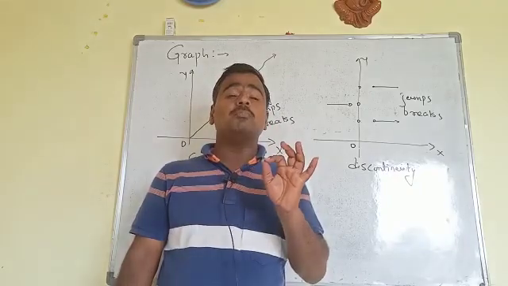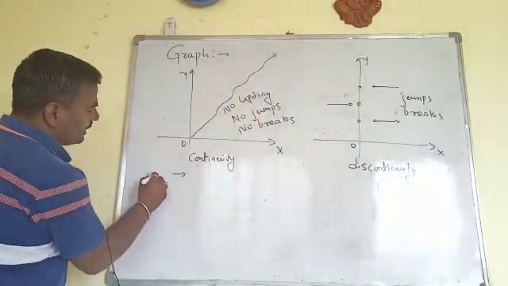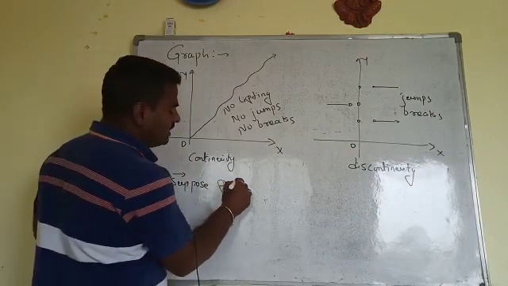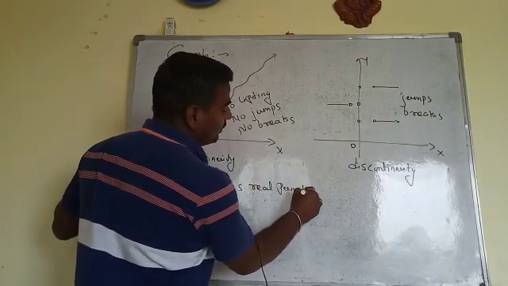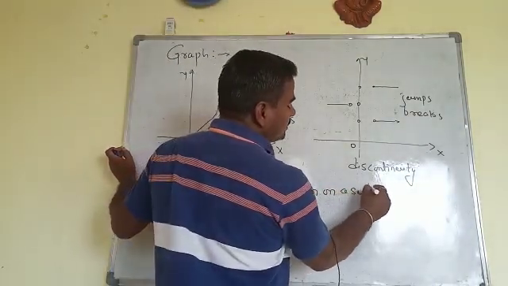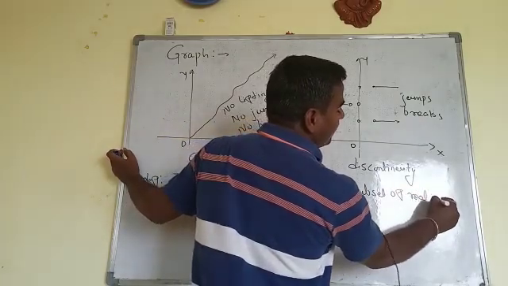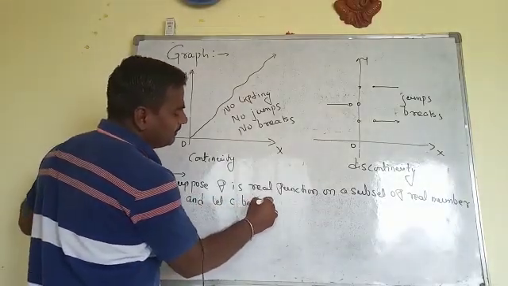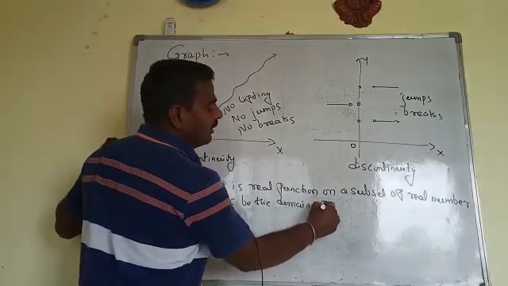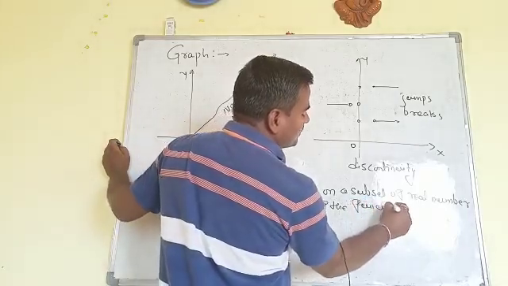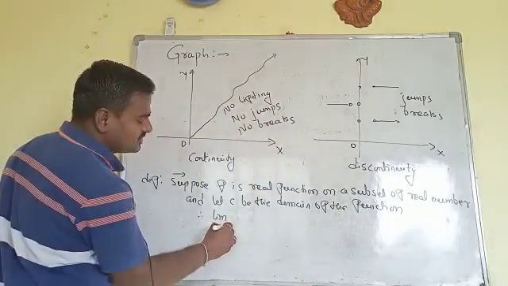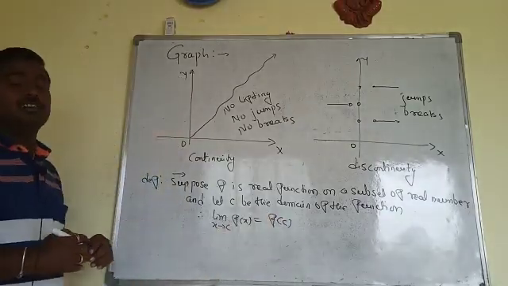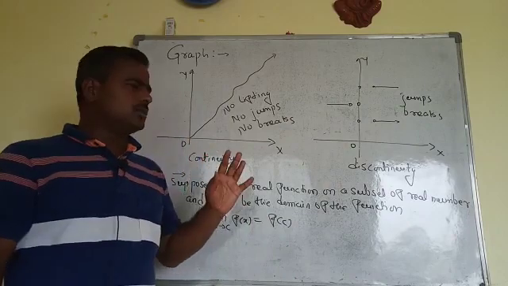What do you mean by continuity? The definition is most important. Suppose f is a real function on a subset of real numbers, and let c be in the domain of the function. The limit exists as x tends to c of f of x, and it equals the value f of c. This is called continuity. This introduction is the most important.